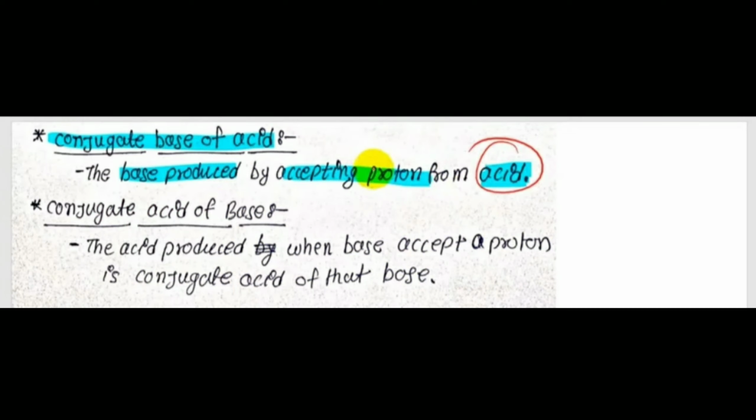The next point in Lowry-Bronsted theory is conjugate acid and base. The conjugate base is the base produced when an acid donates a proton, and the acid which is produced when a base accepts a proton is the conjugate acid of that base.